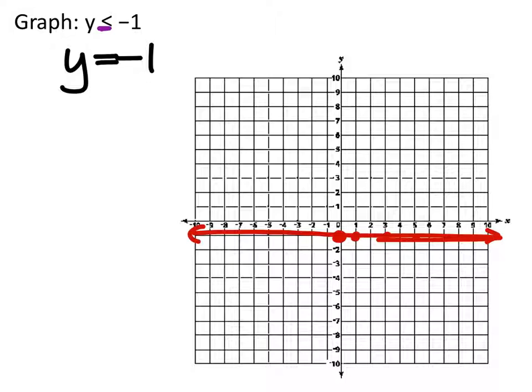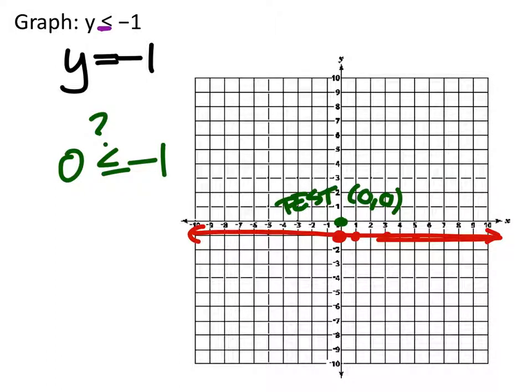The question is now, which side of the line do we shade? Again, I'm going to test the point 0, 0. Now in that inequality, there was no value of x to replace, so I'm just going to replace the y value with 0 and see if I get a true statement. So I got 0 is less than or equal to negative 1, which is false. And since it is false, I'll have to shade the other side of the line.